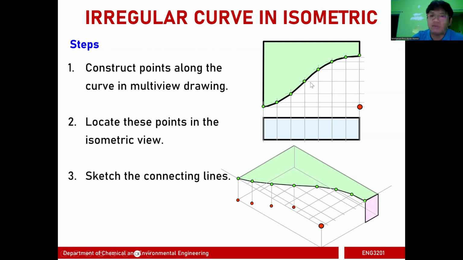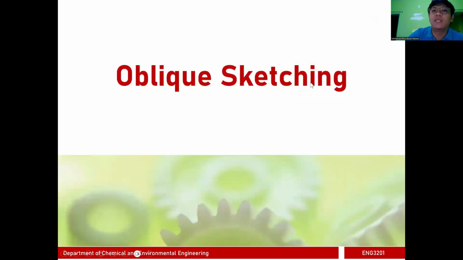Now it's going down, and finally connect the dots, and there you have it. Now oblique sketching, as I said before, the only difference here is that your plane of projection and line of sight are not at a 90 degree angle.